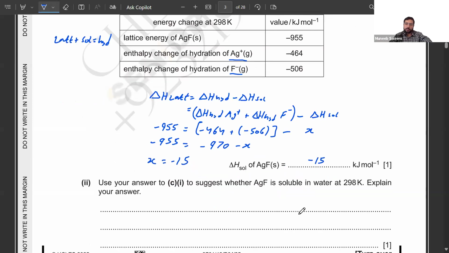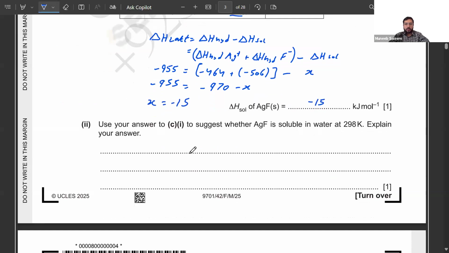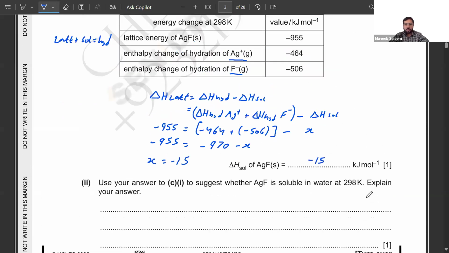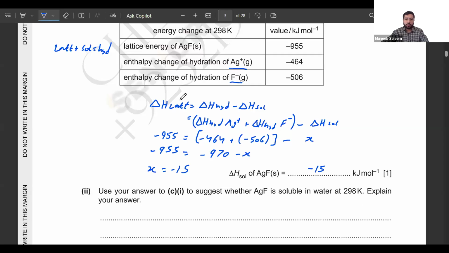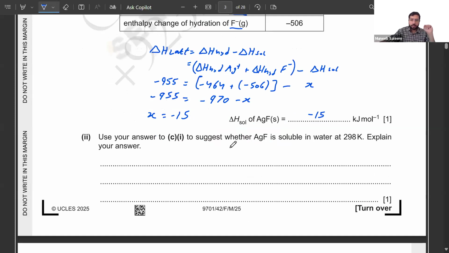Now the next question. Use the answer to C power 1 to suggest whether AgF is soluble in water at 290 Kelvin. Explain your answer. So we can see that the value for enthalpy of solution was exothermic, but the value is too small. For a compound to dissolve in water, the enthalpy of solution must be exothermic, but again, it should consider the value of the enthalpy.